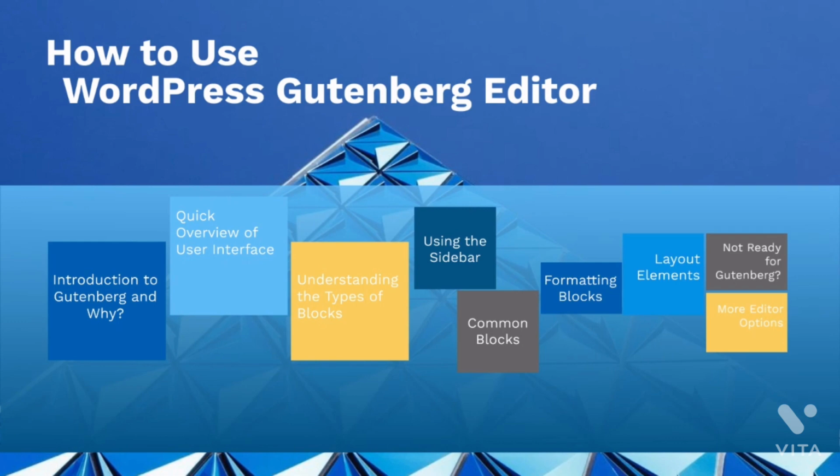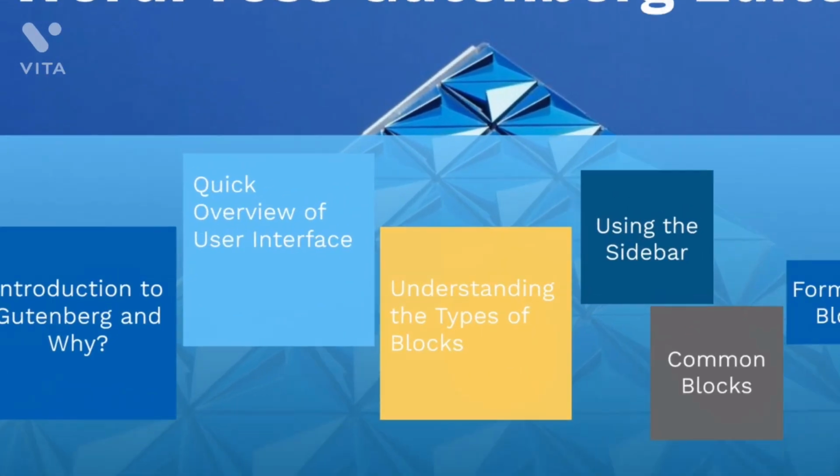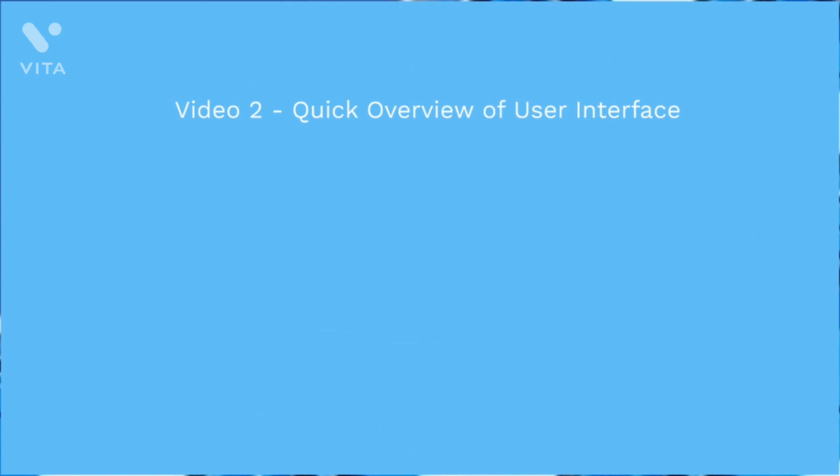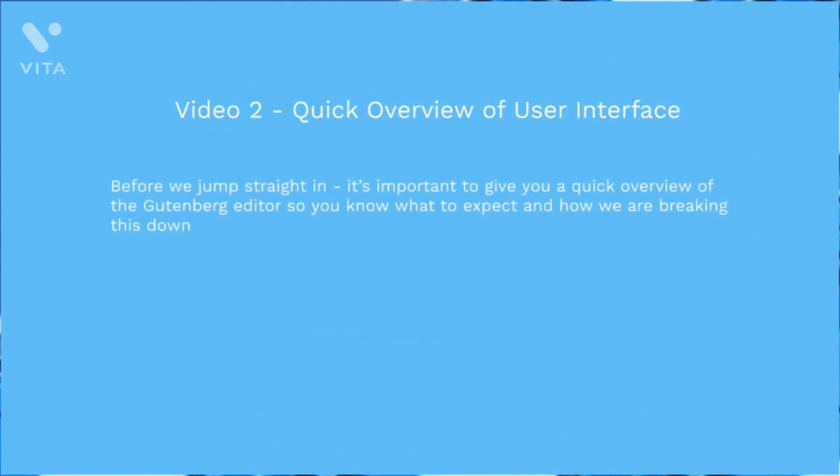Hello and welcome back. This is video number 2, and we're going to talk about a quick overview of the user interface. Before we jump in, I want to say that it's important to give you a quick overview of the Gutenberg editor so that you know exactly what to expect. You know how everything is broken down, and where things are accessible. With that said, let's go ahead and go to a WordPress dashboard and I'll show you around.